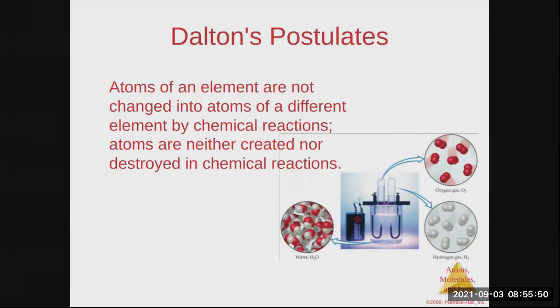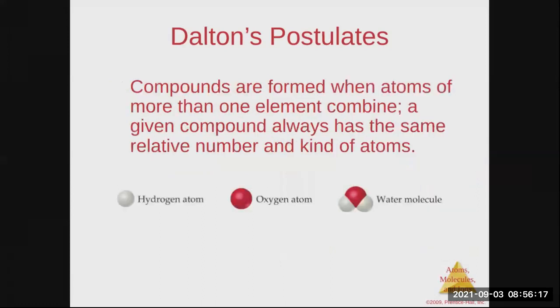According to Dalton, the atoms of an element are not changed into atoms of a different element by chemical reactions. So we can summarize to say that atoms are neither created nor destroyed in chemical reactions. According to Dalton's postulates, when we have the elements combining, we form a compound. And a compound always has to have at least two different types of atoms, at least two different elements.